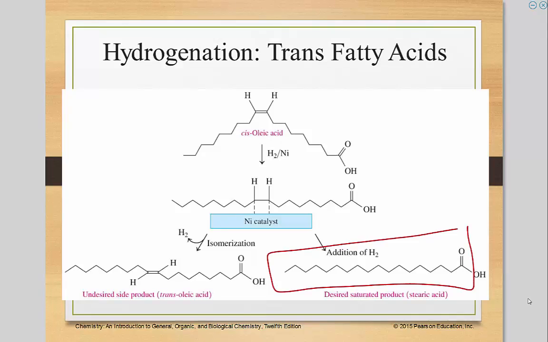So the trans fatty acids. So here is the initial double bond, and it's going through hydrogenation by adding that H2. So those hydrogens are being bonded to it. Now a couple of things could happen. Either this H2 gets popped back off and it forms the trans, or it stays put and it forms a saturated.